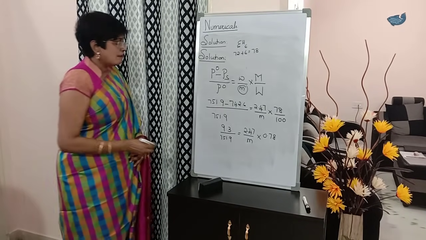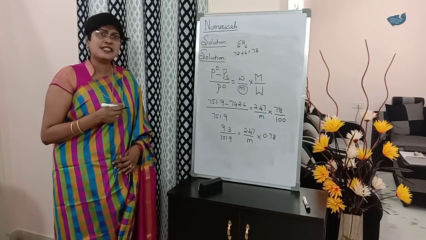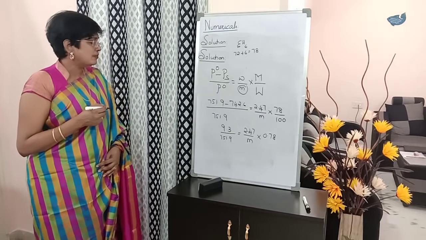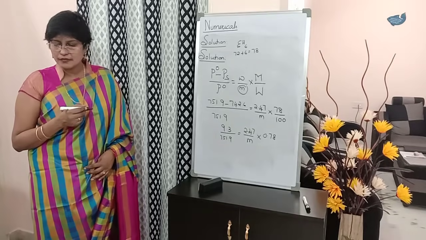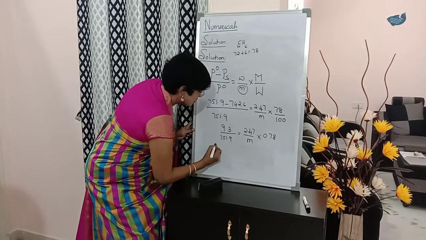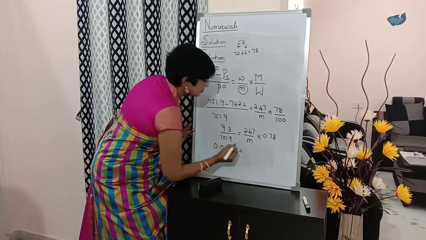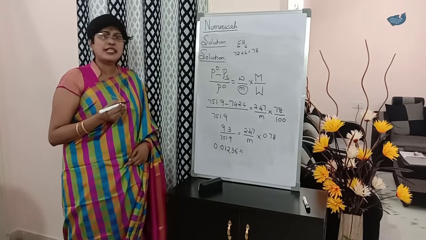Now, when you divide 9.3 by 751.9, divide and check, students. The value, how much are you getting? I got it as 0.01236. Did you get the same value, students?